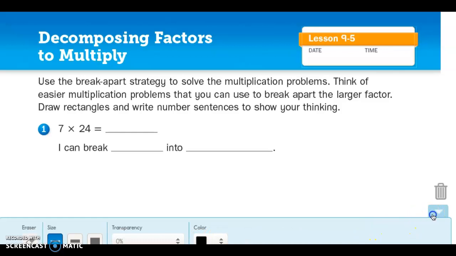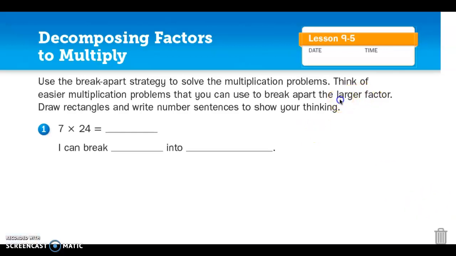Remember, the larger factor we are going to break apart so that it is more manageable or easier for us to complete. So we have 7 times 24. Again, I know how to multiply by sevens, but 24 would be really difficult. So we're going to break apart this larger factor.